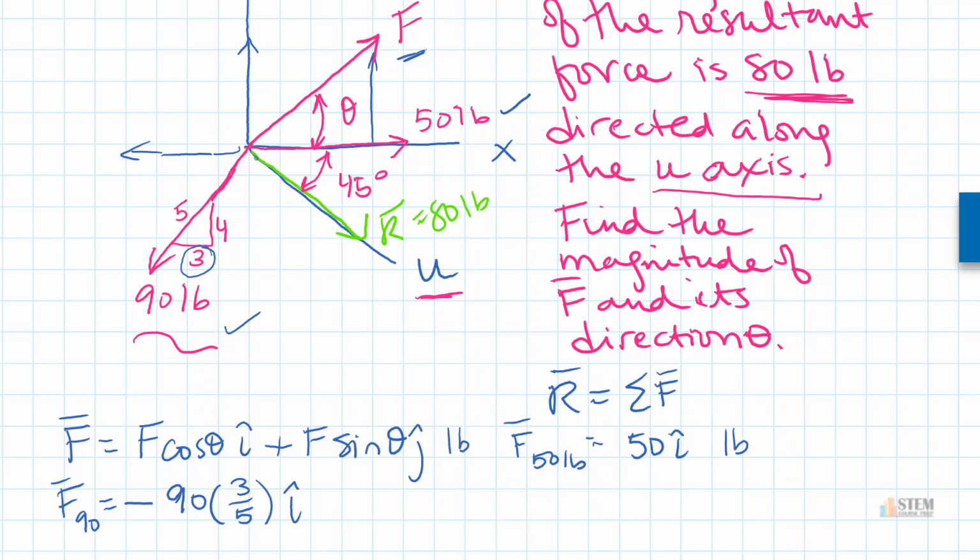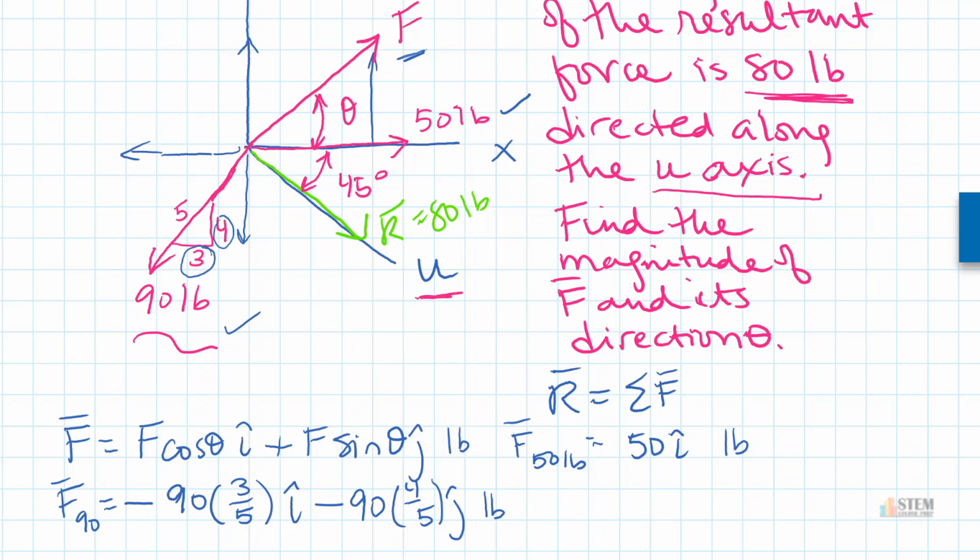And then we can do the y component, which is right here. It's going down, so it's negative. So we'll have negative 90 times 4, because this length here of 4 is parallel to the y, and then put it over 5. And that's j. All right, so now we've got that. And this is pounds too.